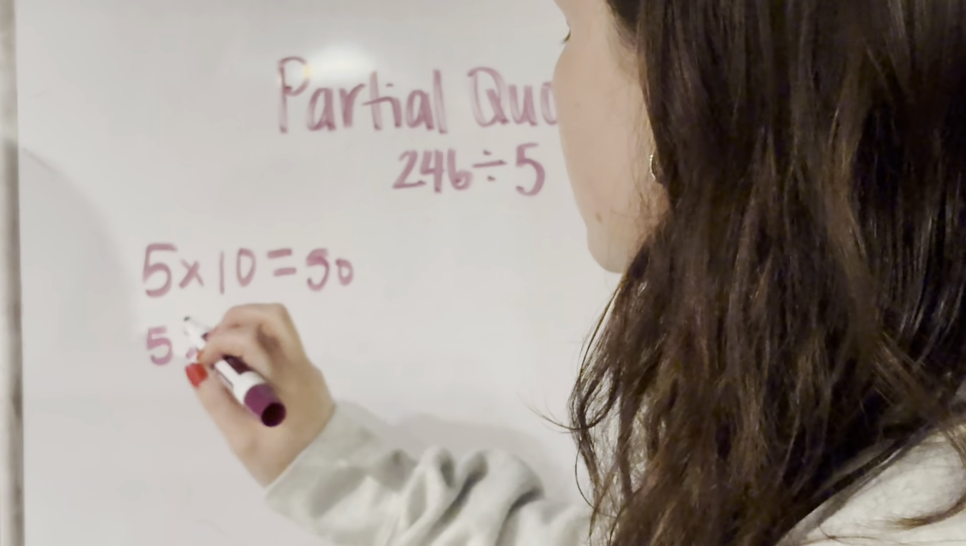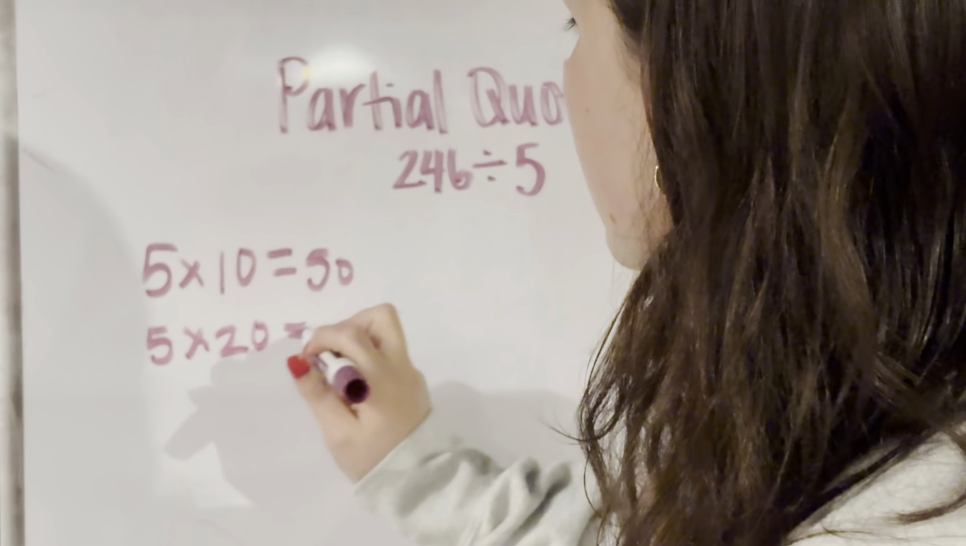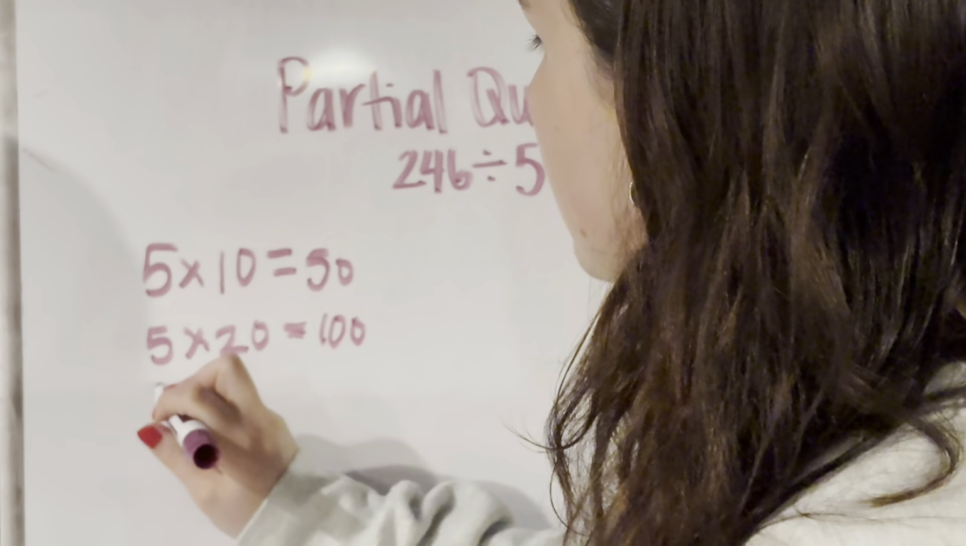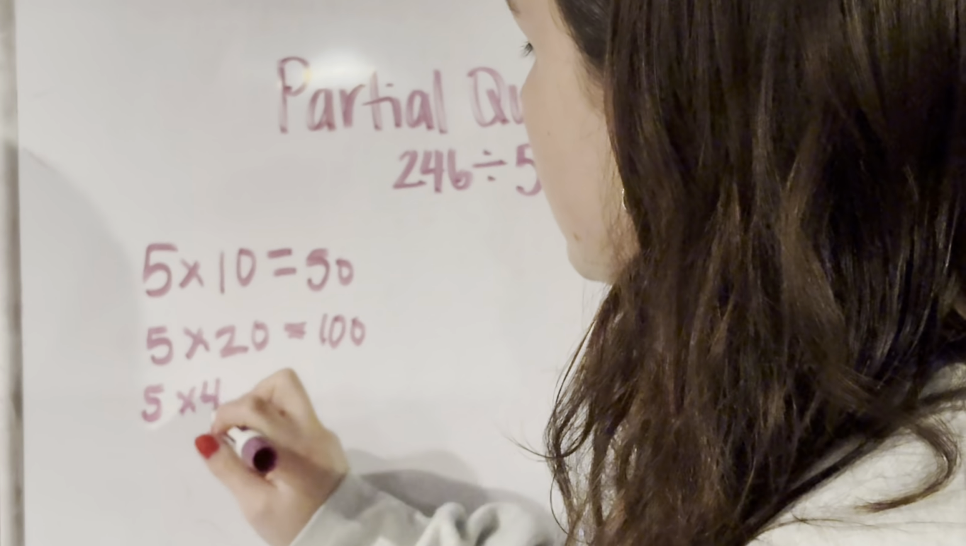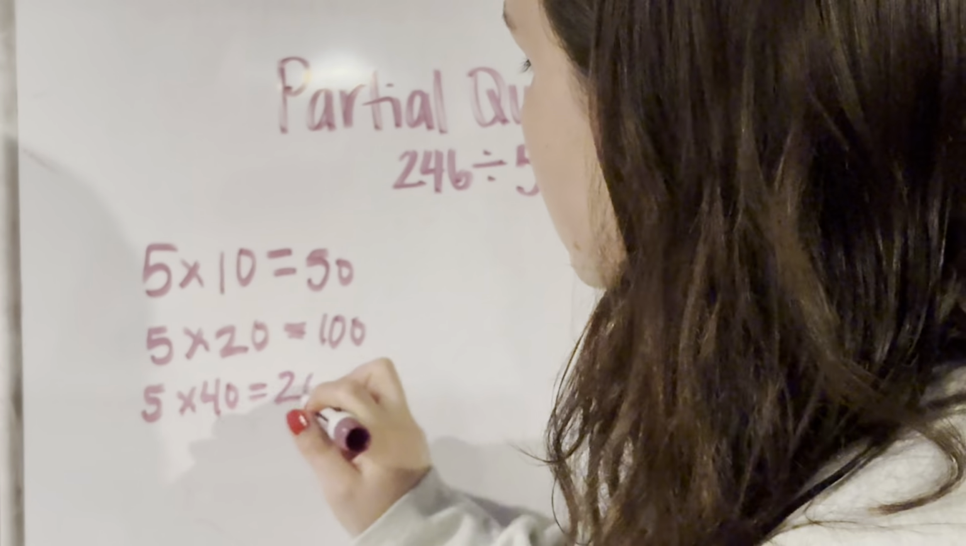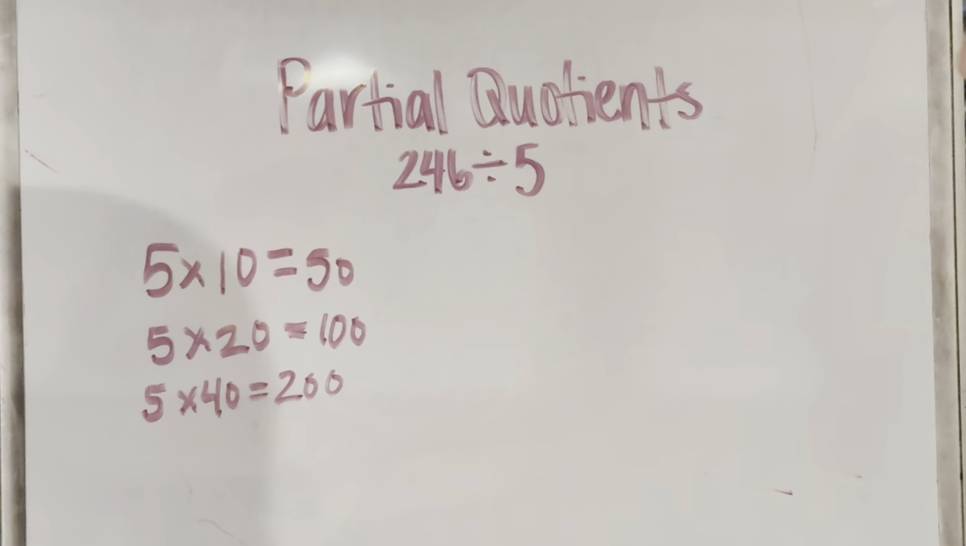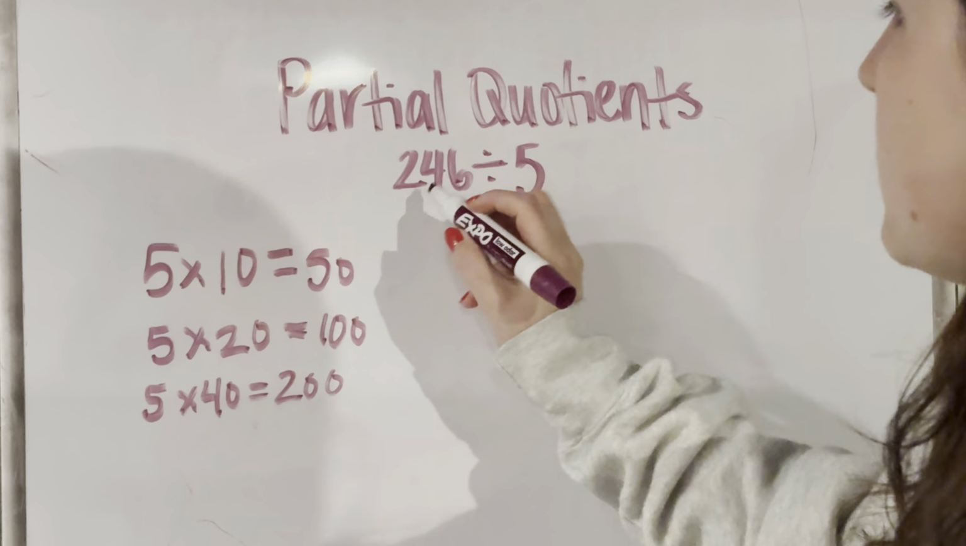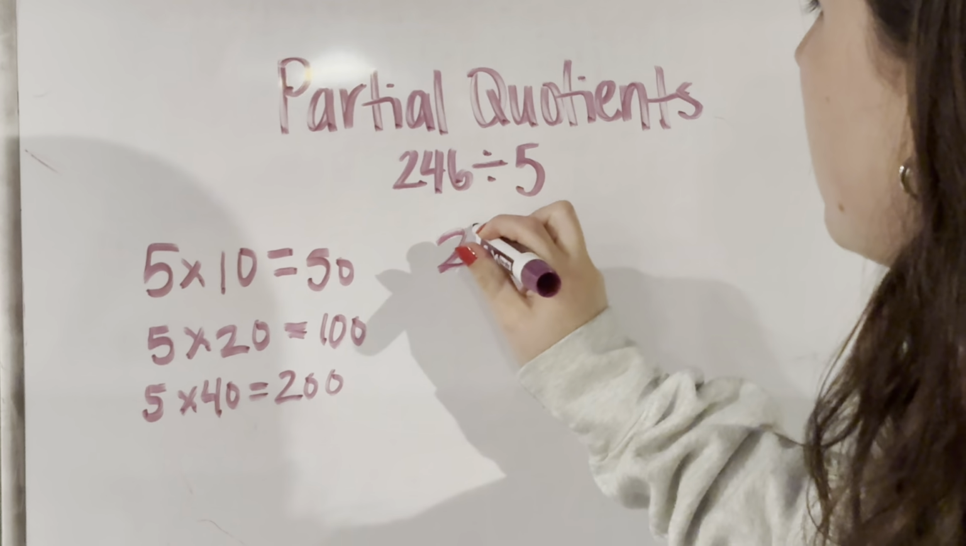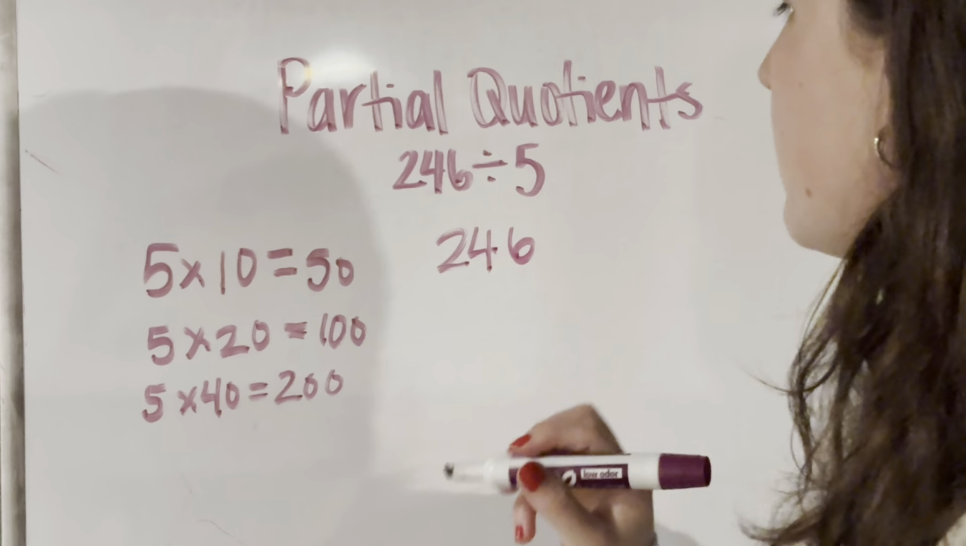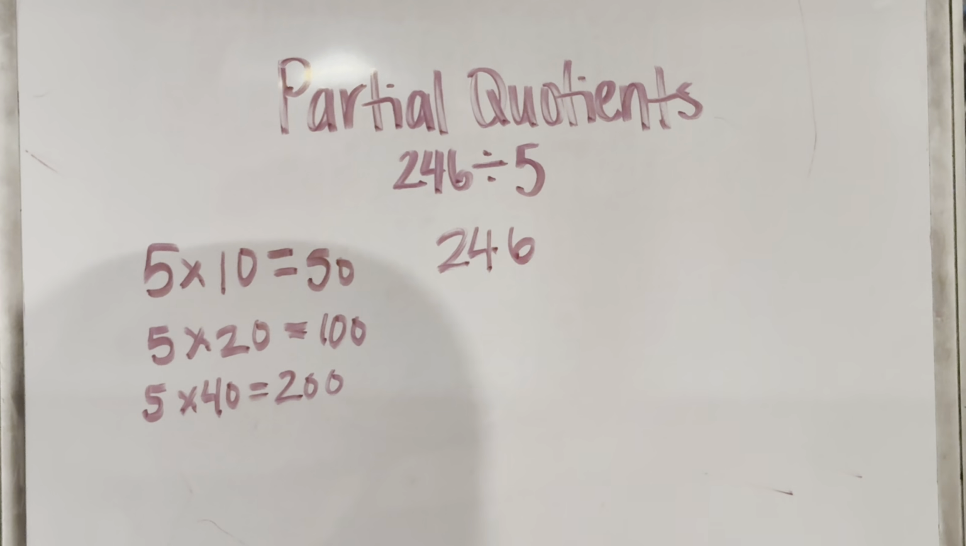5 times 20 is 100, 5 times 40 is 200. Just writing out some of those multiples of 5. Next, we are going to start with our equation. We have 246 being divided. Those are our apples into our buckets of 5.